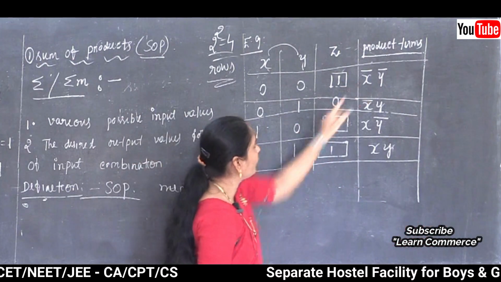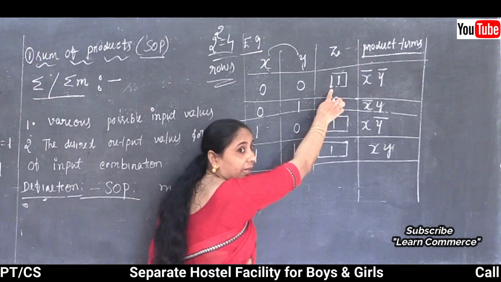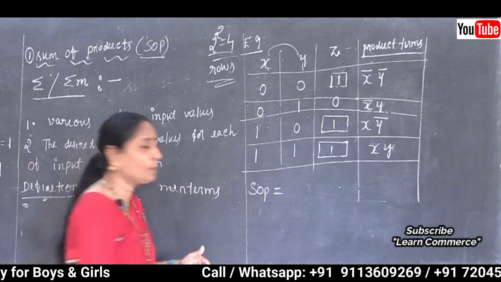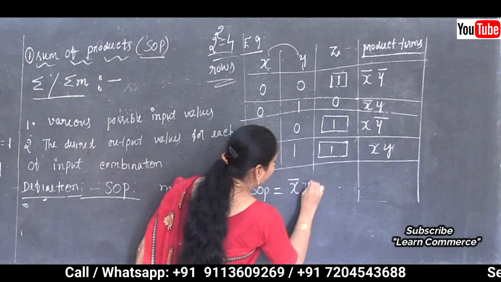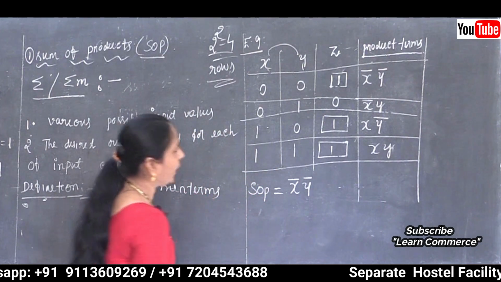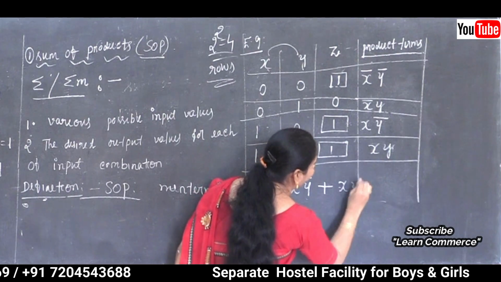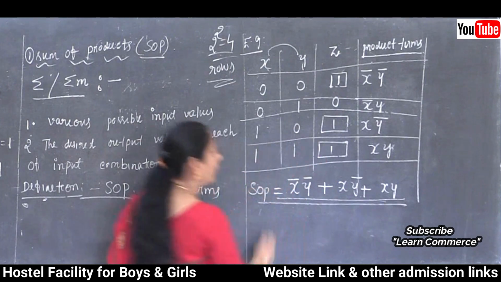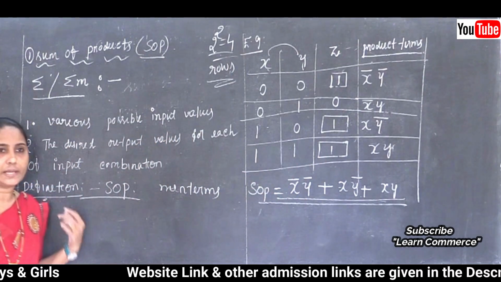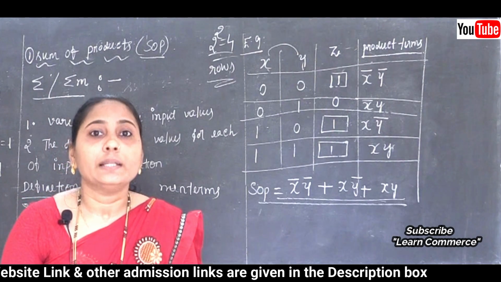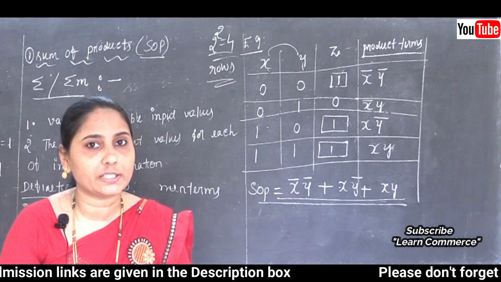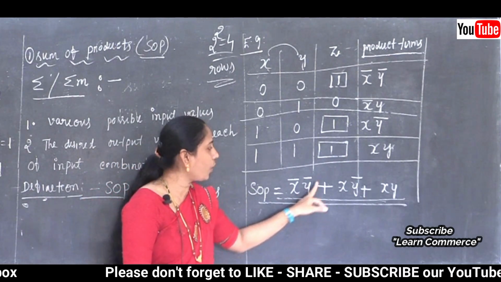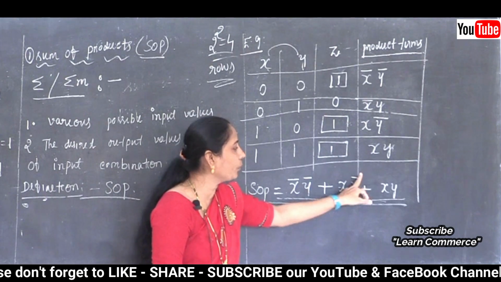We know that the SOP is formed wherever the result 1 is there. Such values we take to form the SOP here. So complement of x and complement of y plus x complement of y, plus, and lastly xy. So this is the answer of the sum of the products form. We can say that the binary 1 is considered to form the SOP. So the final result is complement of x and complement of y plus x and complement of y plus xy.